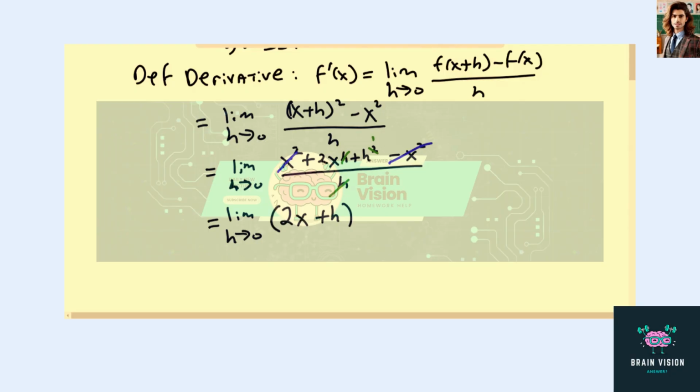Well, as h goes to 0, that term goes to 0. So that means I'm just left with 2x, as we had guessed. So there is the formula for the derivative of our f of x.